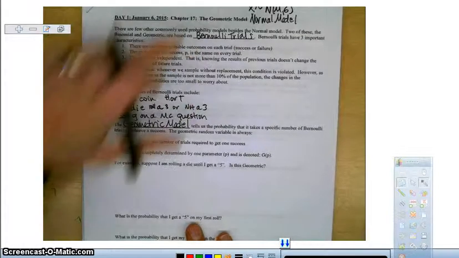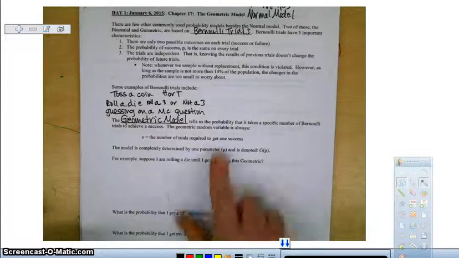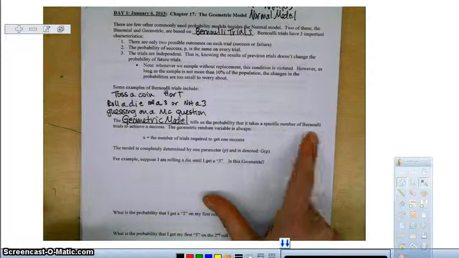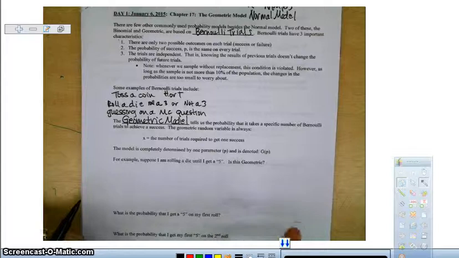Okay, the geometric model tells us the probability that it takes a specific number of Bernoulli trials to achieve a success. We've actually had questions like this before when we did the basic probabilities back in chapters 11, 14, and 15. It asked the question, how long until I get a success? How many times am I going to have to toss this coin until I get a heads?